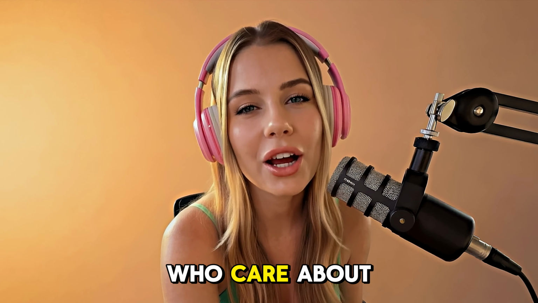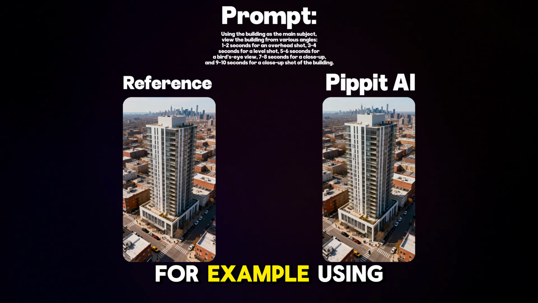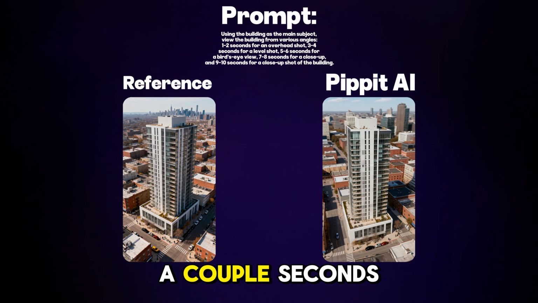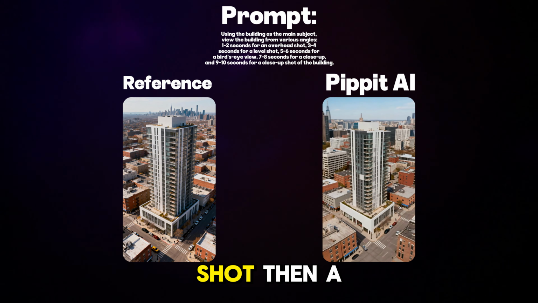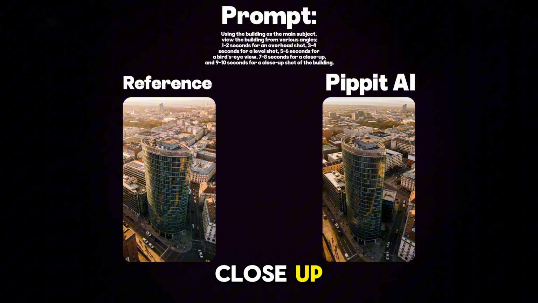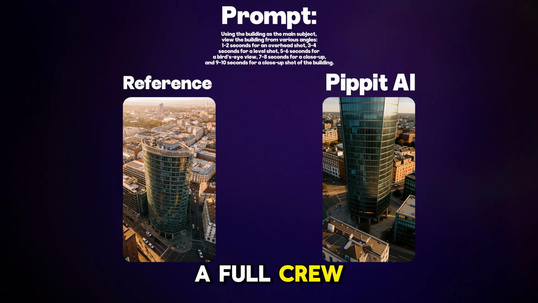And for creators who care about camera language, you can even describe camera movement. For example, using this building as the main subject, start with an overhead shot for a couple seconds, then a level shot, then a bird's eye view, then a close-up, and finish on a tight close-up. The output simulates those pans and angle changes like you had a full crew and a drone.